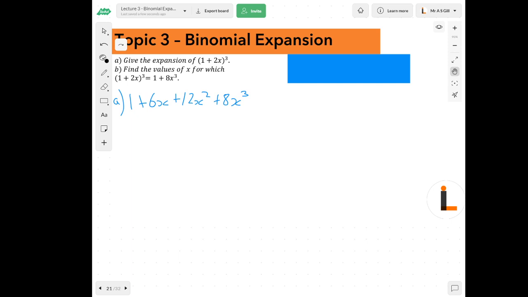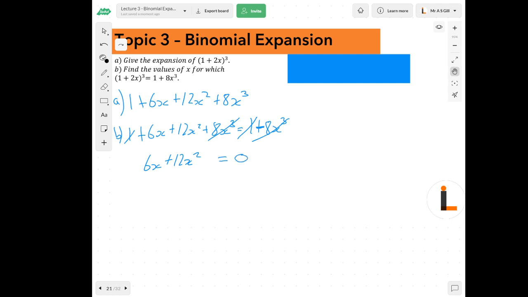Well, what we need to do here is set this expansion we've just done equal to the 1 plus 8x cubed. So the first step for part B is to write these two things equal to each other. And then we're going to solve to find a value for x. So we've got the 1s will cancel on each side, 8x cubed will cancel on each side. So we're left with 6x plus 12x squared equals 0.